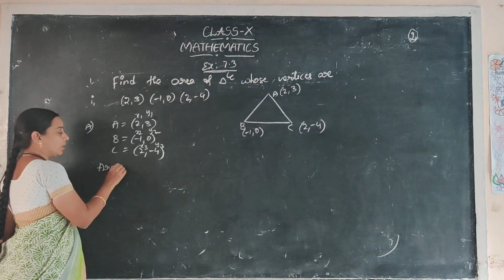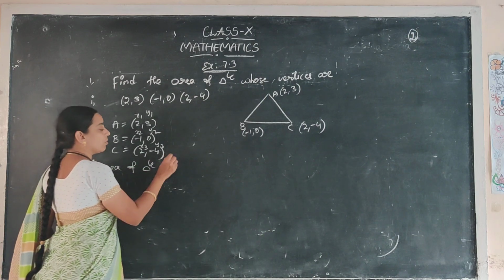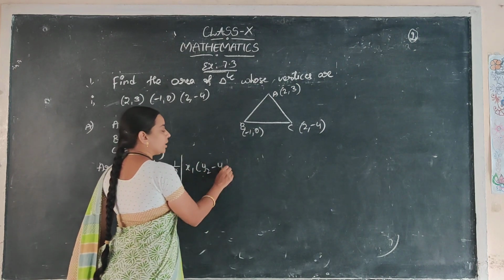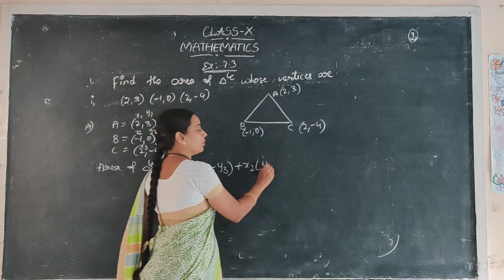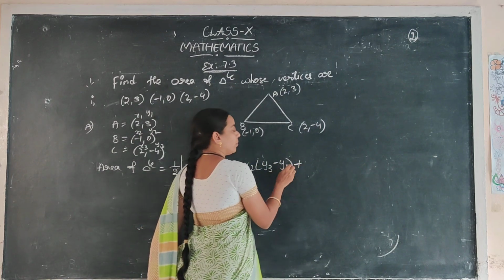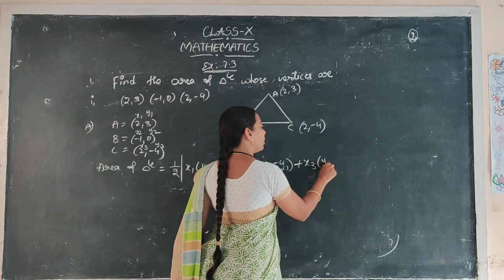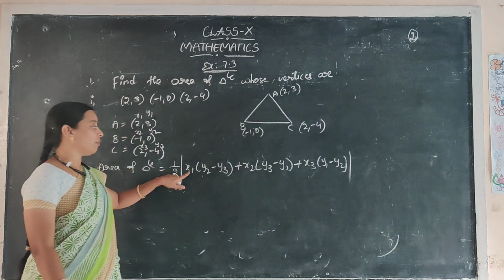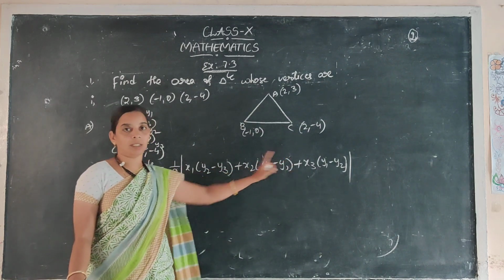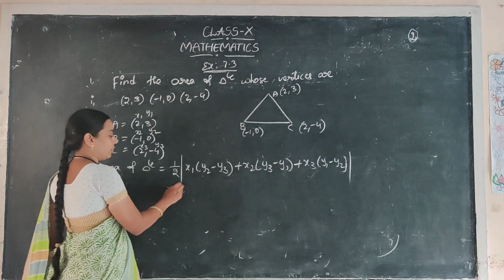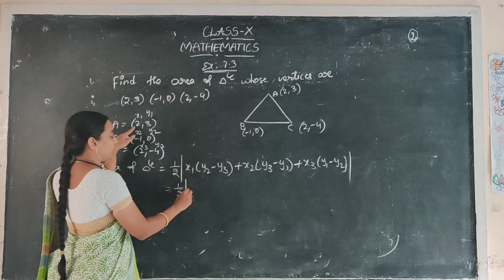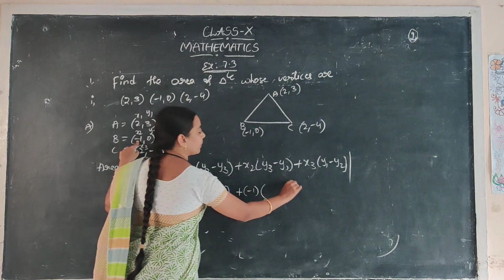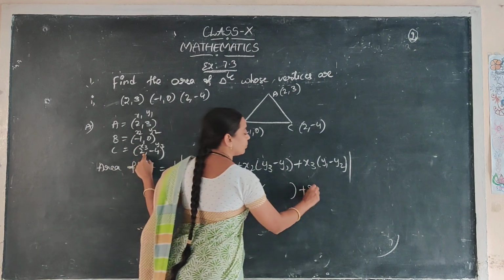Now the area of a triangle is equal to half into x1 of (y2 minus y3) plus x2 of (y3 minus y1) plus x3 of (y1 minus y2). Now this is the formula. In this formula, first of all substitute x1, x2, x3, then y1, y2, y3 values. So the x1 value is 2, the x2 value is minus 1, and the x3 value is 2.